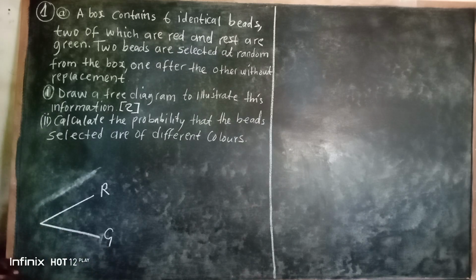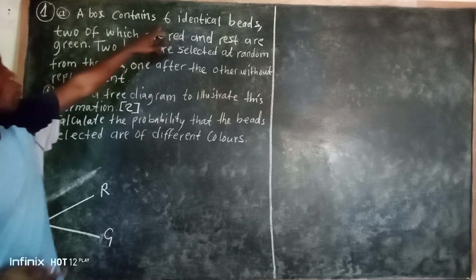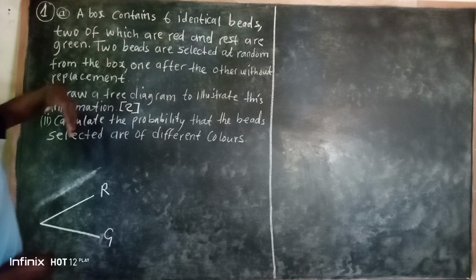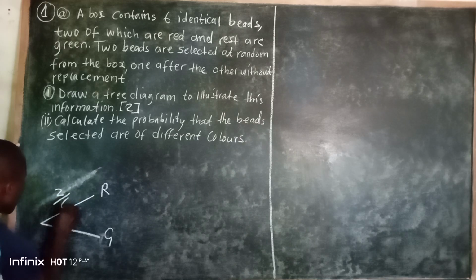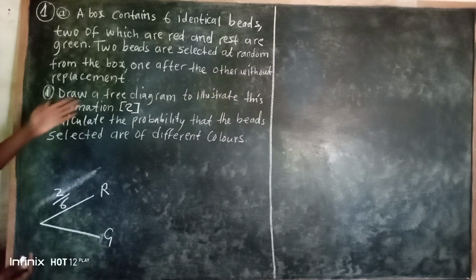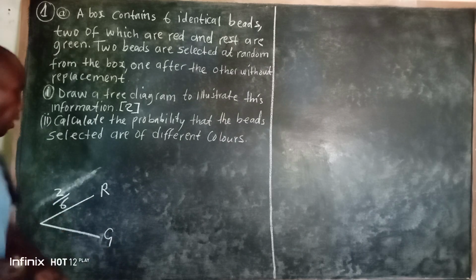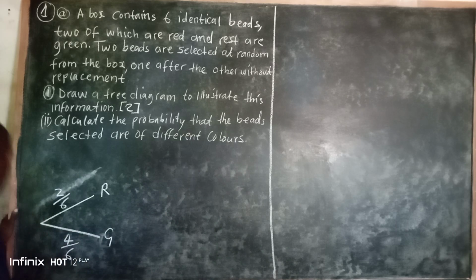Then from there, we consider the statement. In that particular box, there were 6 beads altogether. Out of those 6, 2 were red, so we say 2 out of 6. That is the total number. Then the rest were green. When we subtract 2 from 6, we have 4, so 4 were green. So 4 over 6.